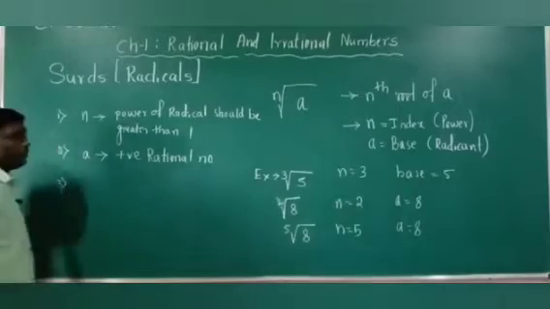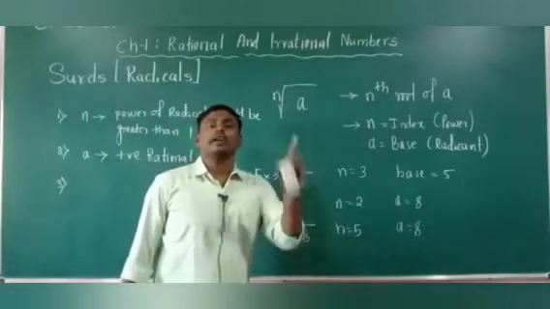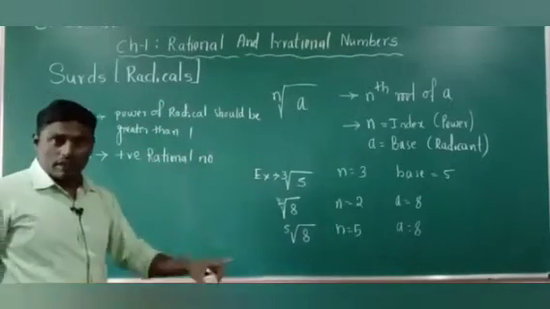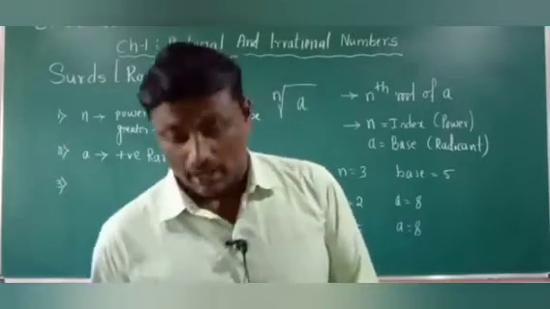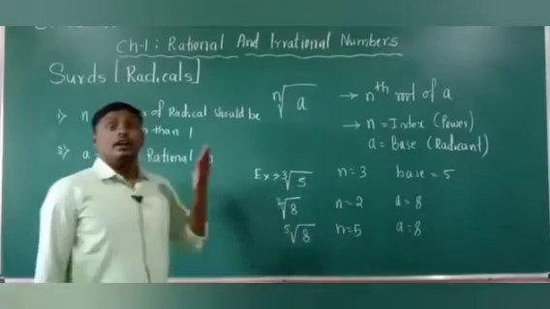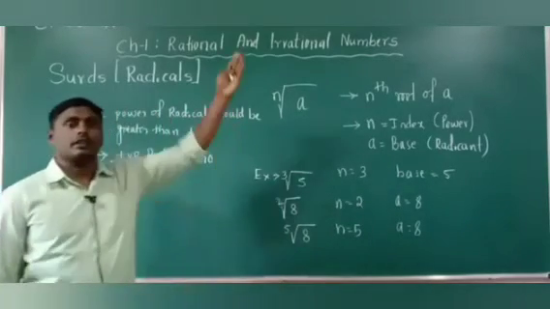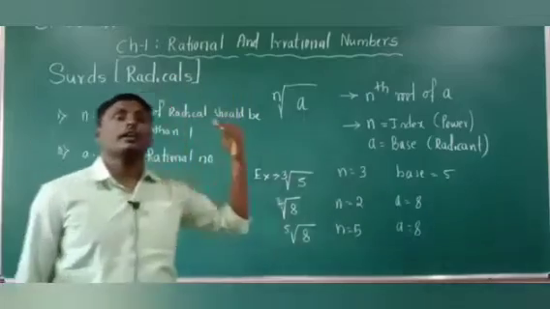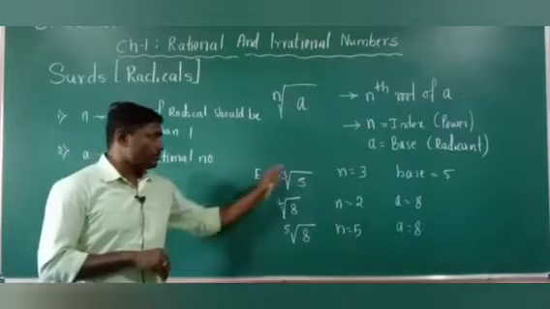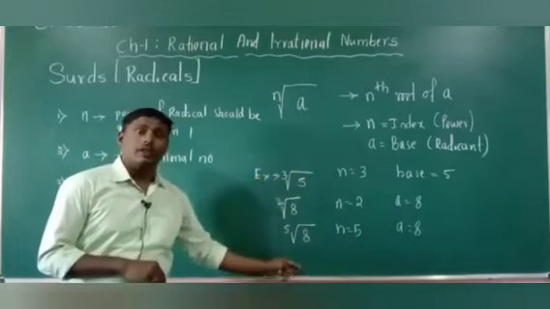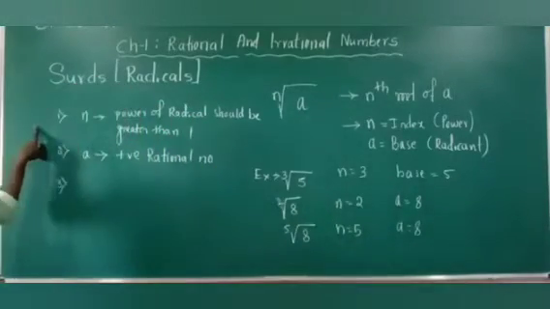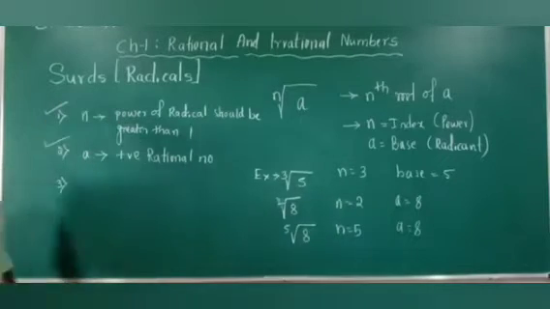Next, the third condition: they are all non-terminating and non-recurring decimals. When we find their values, they are purely non-terminating and non-recurring. We already discussed terminating, non-terminating and non-recurring numbers in the previous classes on rational and irrational numbers. So these are the three main conditions, but we must apply the first two conditions.